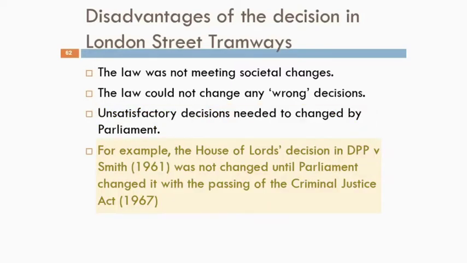One example of an unsatisfactory decision reached by the House of Lords is that of DPP and Smith 1961. We're going to have a look at the facts of DPP and Smith and the decision reached by the House of Lords in 1961, and then we're going to see how Parliament changed it later on with the passing of the Criminal Justice Act 1967.